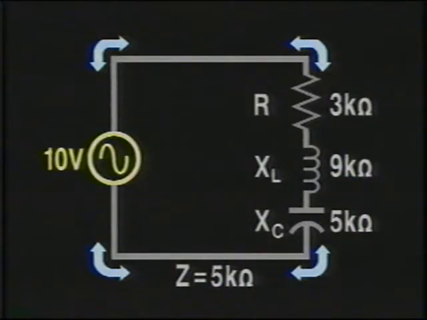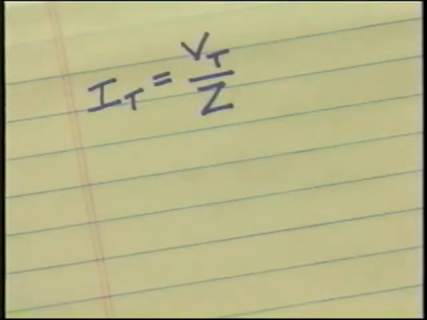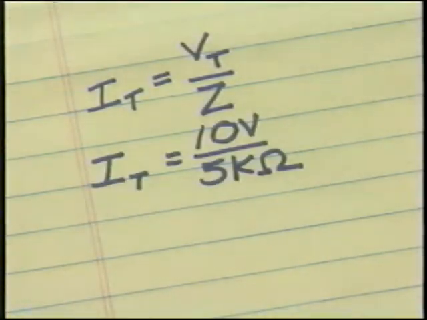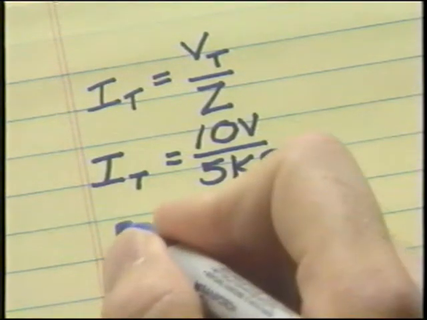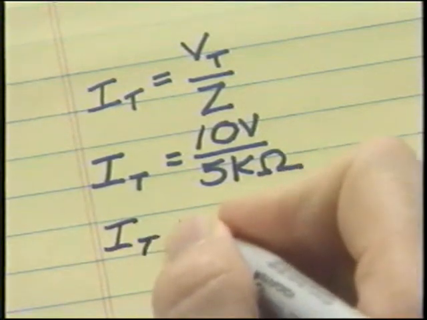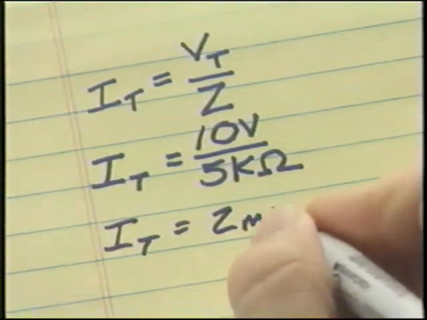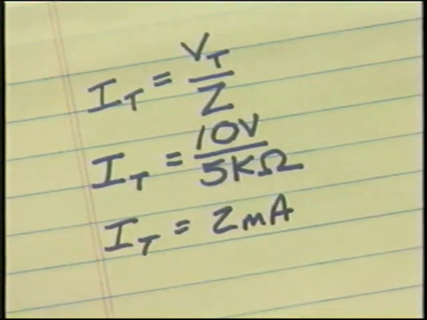If the example circuit has an applied voltage of 10 volts, use Ohm's law to find the total current for this RLC circuit. I sub T equals V sub T divided by Z. Substituting the example values gives I sub T equals 10 volts divided by 5 kiloohms, which equals a total current of 2 milliamps.